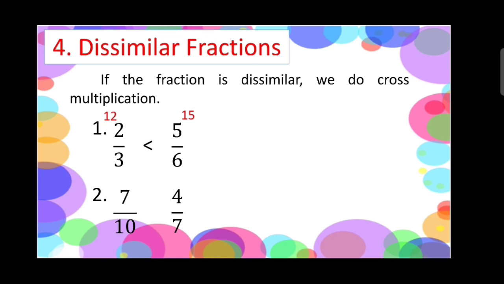So, we do cross multiplication kasi magkaiba sila ng numerator tsaka denominator eh. So, 10 times 4 is equal to 40. Then, susunod naman si 7 and 7. So, 7 times 7 is equal to 49. So, sino ba mas mataas? Si 49, si 40. Diba si 49?